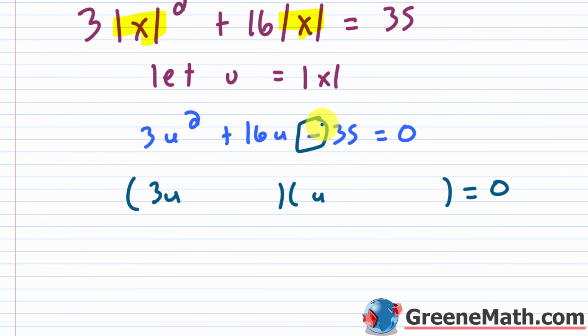So I know the signs are going to be different, and I'm going to subtract. I'm going to try to get the 16 in terms of absolute value. 35 is 1 times 35, and that's not going to work. And then you have 5 and 7.